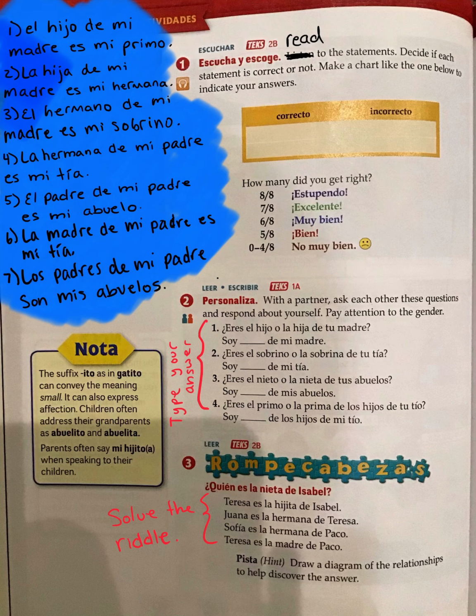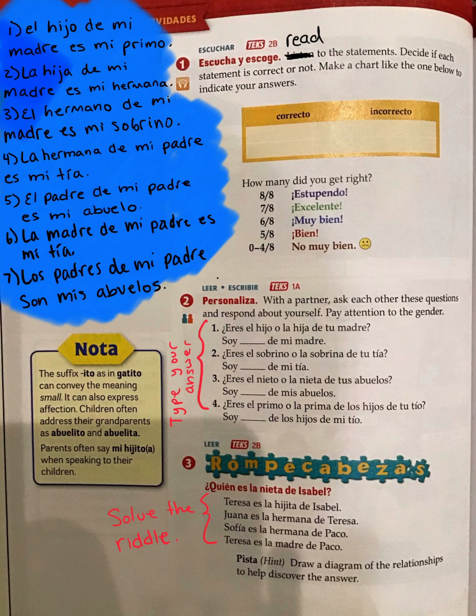We've got exercise 1 up here. It says read the statements and then decide if they're correct or not. So you're going to make a chart just like it says below with correct and incorrecto. And then your statements are off to the left. So you are reading those, preferably with your vocabulary open, and you're just telling me if that statement is true or not. It says, el hijo de mi madre es mi primo.